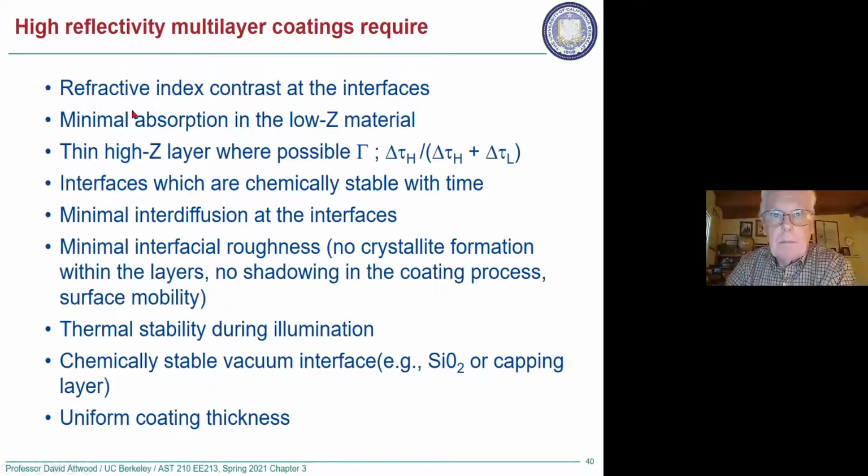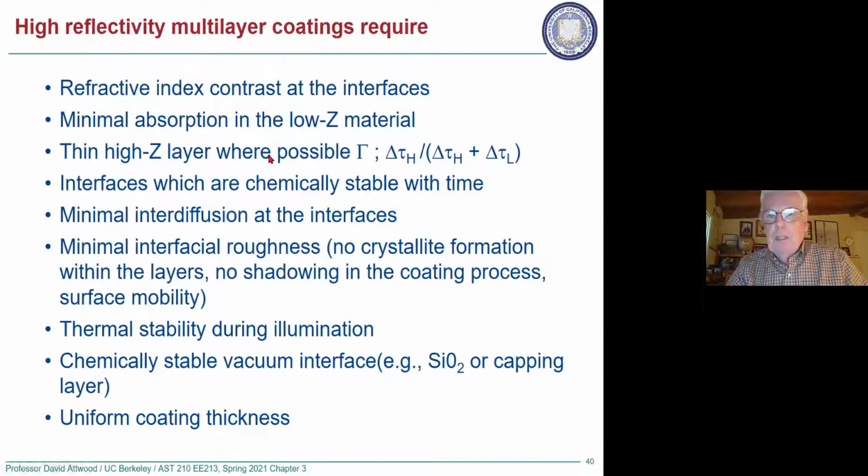Okay. So you need contrast, refractive index contrast at the interfaces. So the deltas and the betas have to be different for the two materials in order to get a reflection. If they were both the same, the electric field wouldn't sense a difference, and so there would be no reflection. So you need a contrast in the deltas and the betas. And basically you want as little absorption as possible in the low Z material.